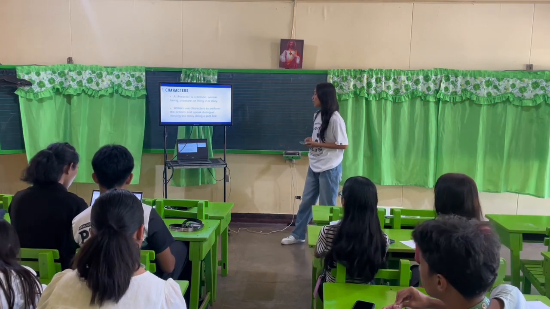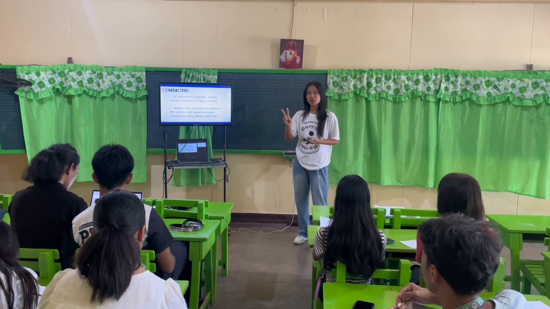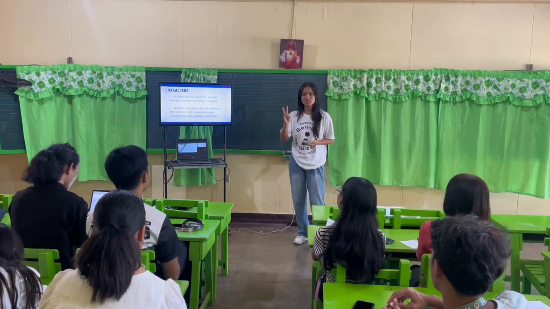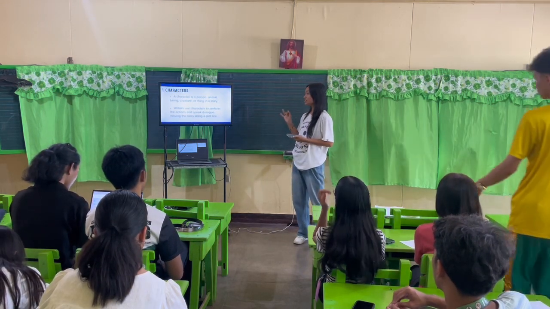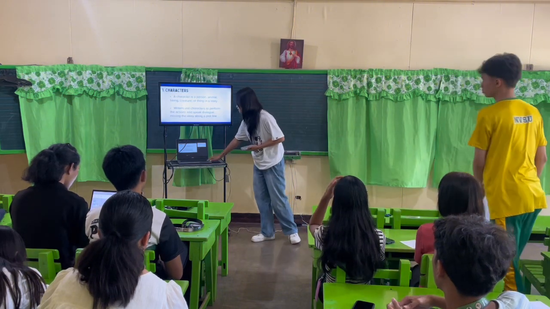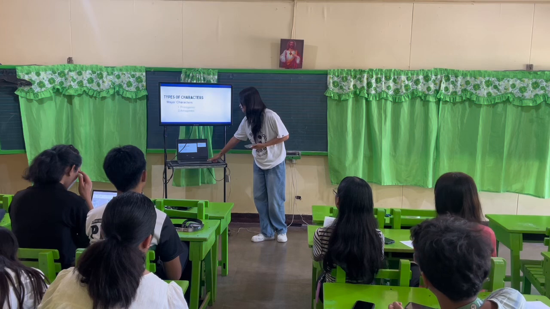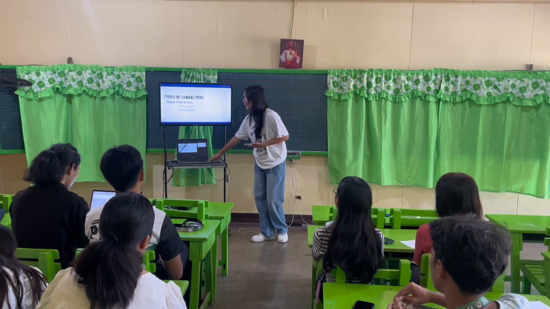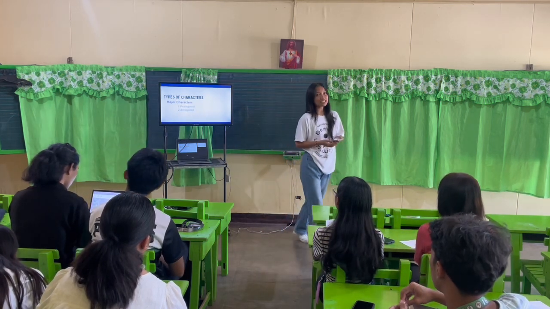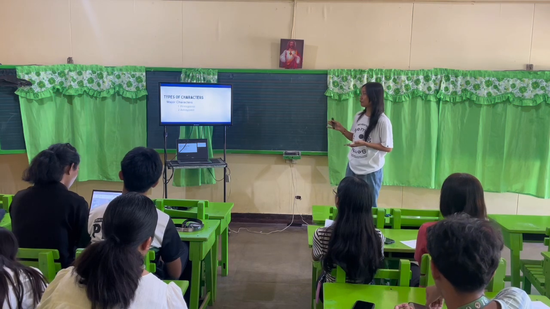So we have two types of characters. We have two major classifications, the major and the minor characters. But today we will only be talking about the major characters. So we have the protagonist and the antagonist. A protagonist is the main character of a story.